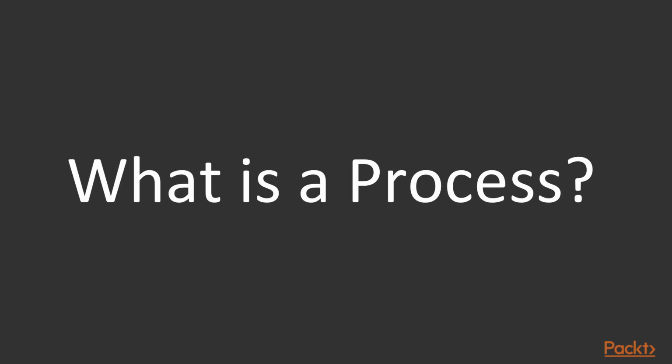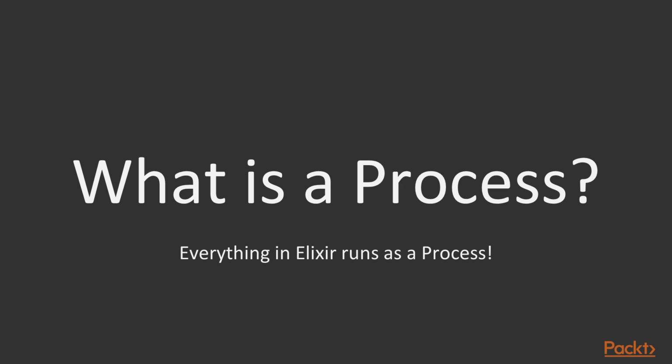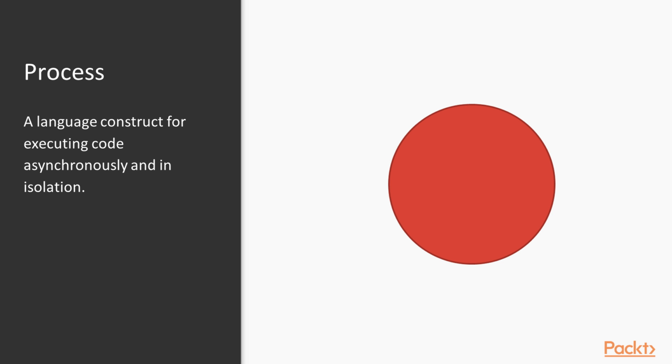So starting with the question, what is a process anyway? A kind of non-answer, but true all the same: everything in Elixir runs as a process. Even the interactive shell we've been using to test out our programs is effectively a process at heart. A process is effectively a native language construct provided by Elixir, one that allows executing code in an asynchronous fashion and in isolation. Think of processes as independent functions that run in the background at will.